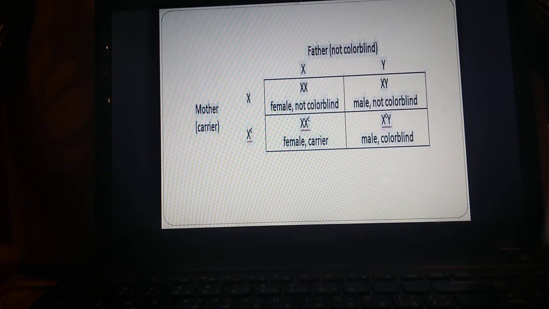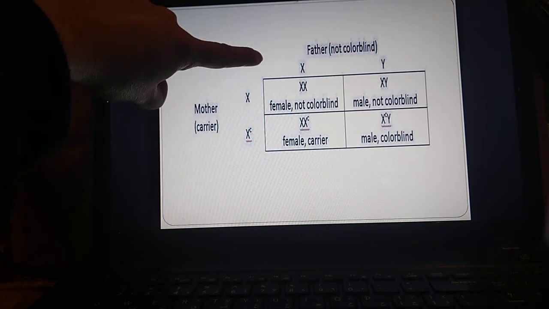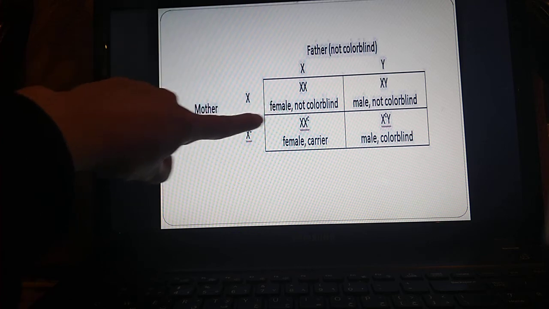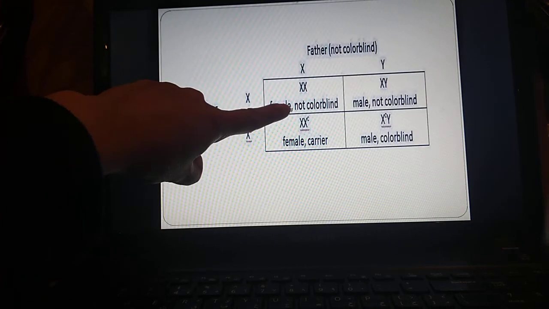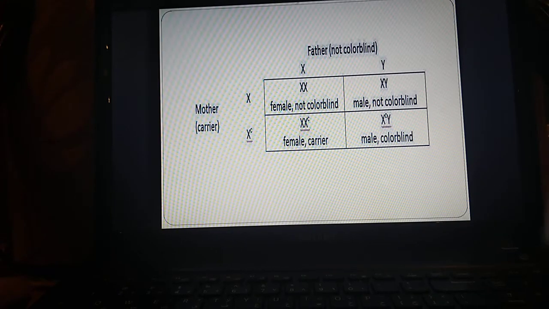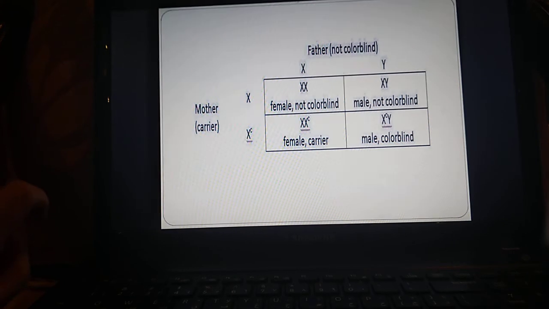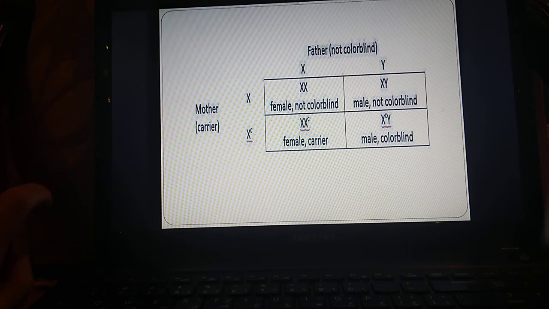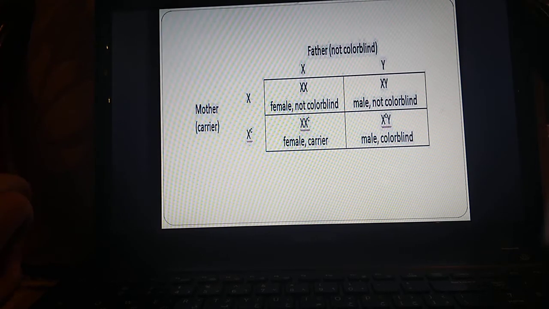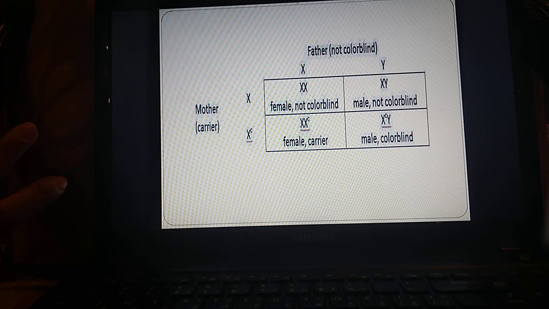Let's see how. If the father is healthy, XY, then one of his alleles, the X, may be passed with the X allele from the mother. So in the first box, we have XX. This means a female, and this female is completely healthy. She's not colorblind, and she's not even carrying the gene.